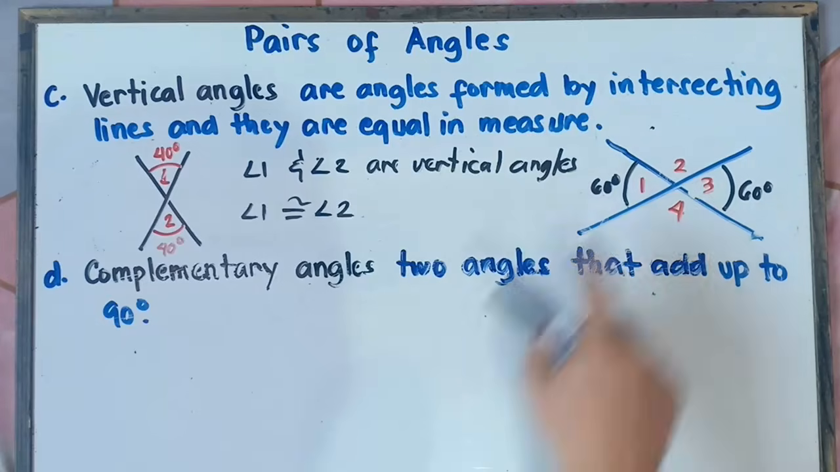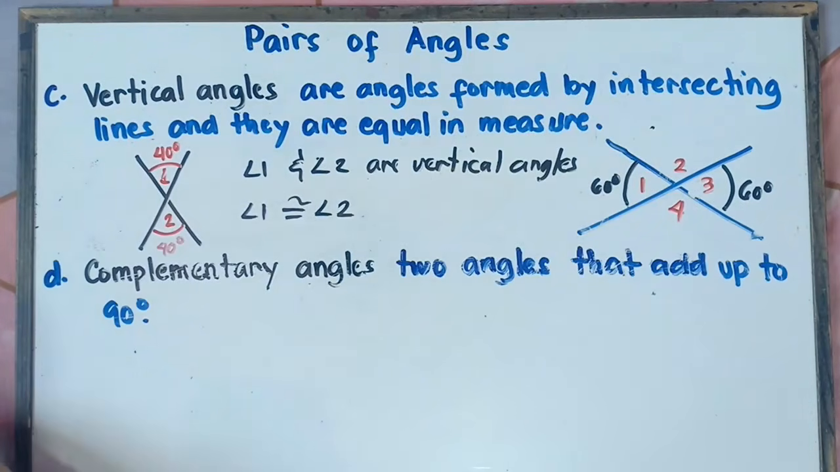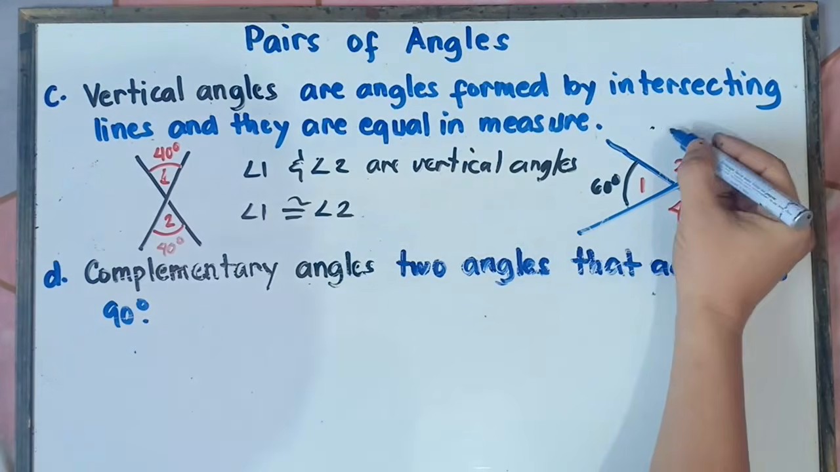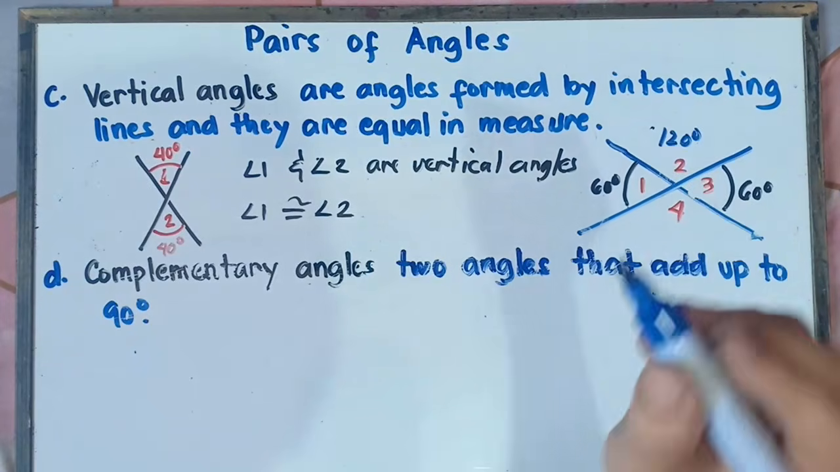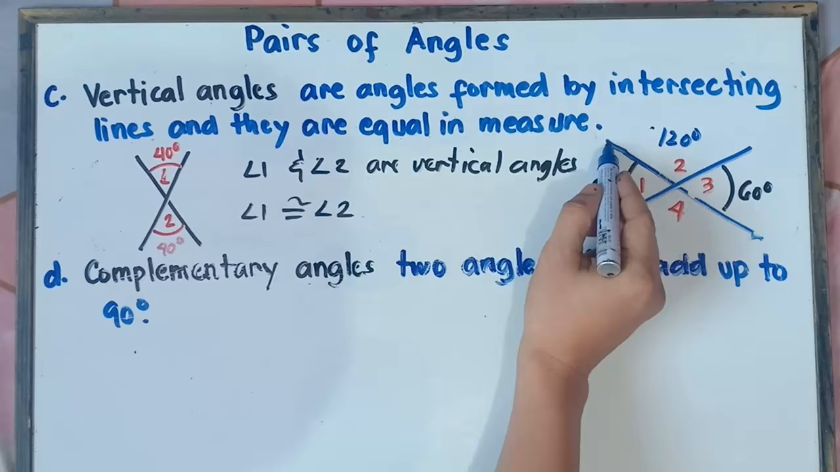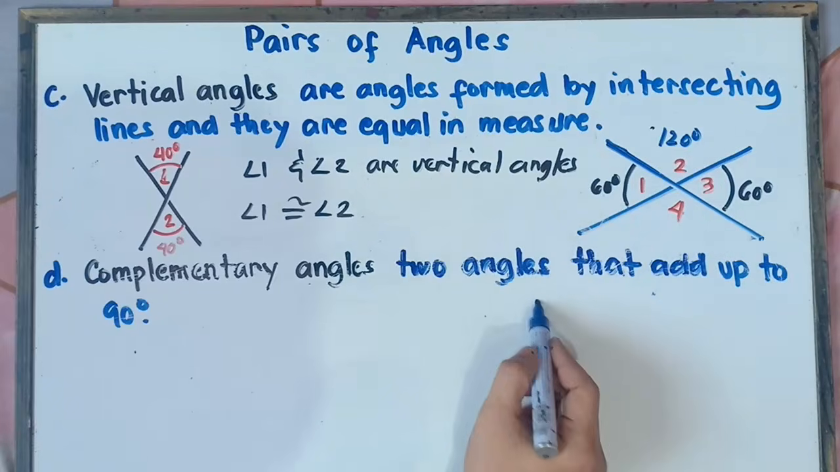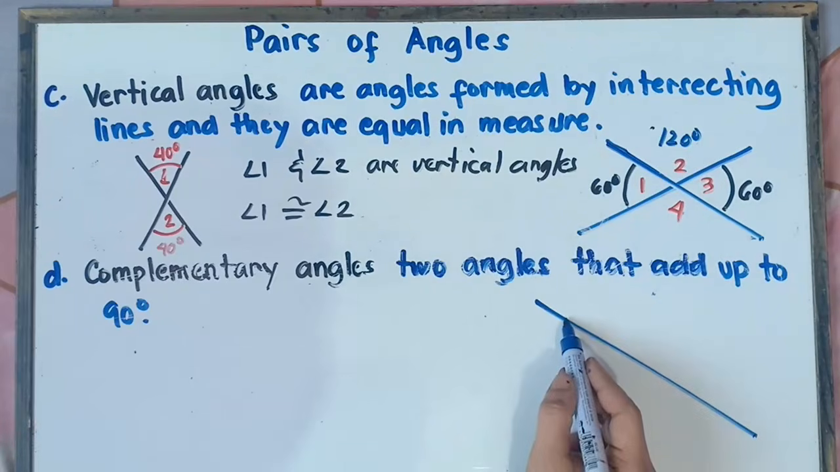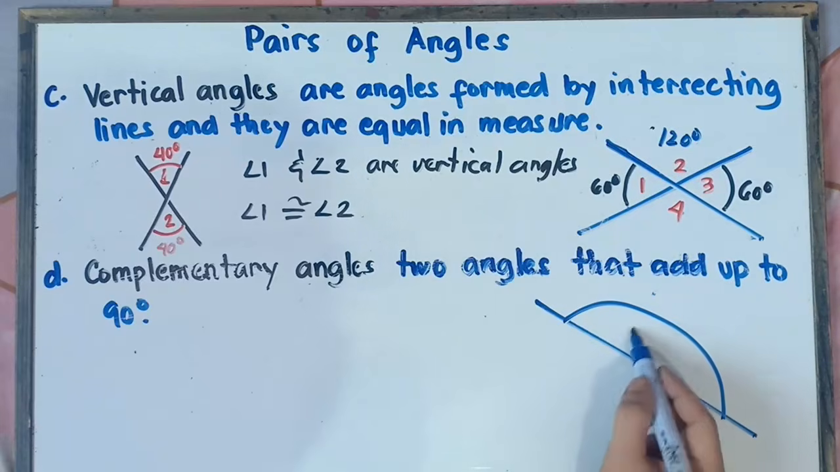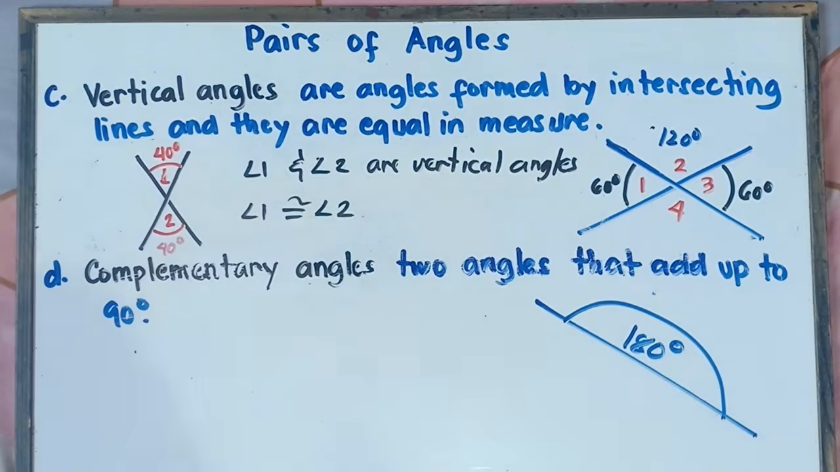Now, what will be the measure of angle 2? That's correct. Angle 2 should be 120 degrees. Why is that, sir? Because you have a straight line, right? If you have a straight line, you can always form a straight angle. And a straight angle is always 180 degrees.